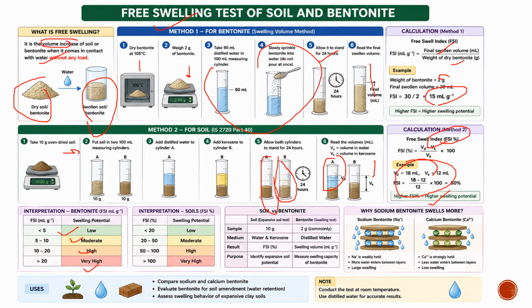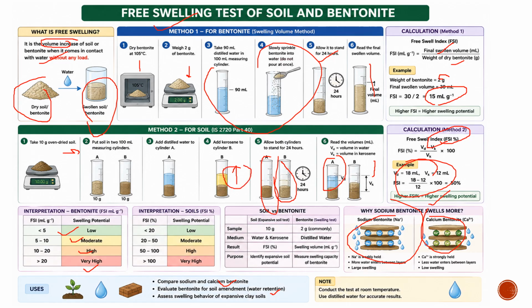What's the purpose of this test? To compare sodium and calcium bentonite, how they react. Sodium bentonite expands higher. Calcium bentonite expands lower because of calcium's divalent nature, whereas sodium is monovalent and hydrates more when compared to calcium. The other purpose is to evaluate how much water the bentonite is retaining. So this test gives you the best example.